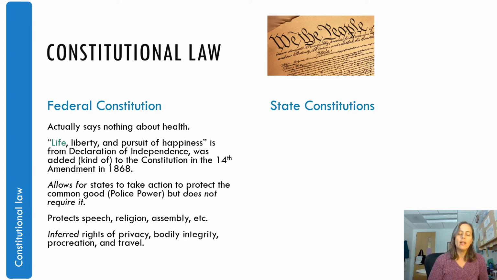And also there are what are called inferred rights. So there are things that in the Constitution they don't say specifically. So in the 14th Amendment, for example, they say that the government can't do anything to deprive you of your rights to life, liberty, and pursuit of happiness. Now, what does that actually mean in practice? The interpretation of this law, which is done by judges, the judicial system, has inferred several things over the years from that particular amendment.